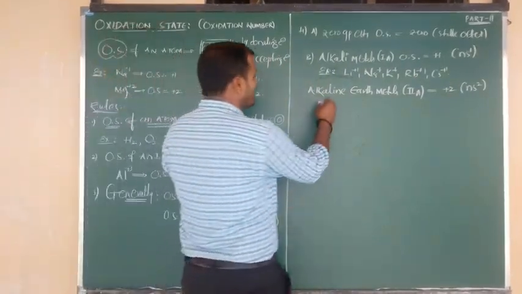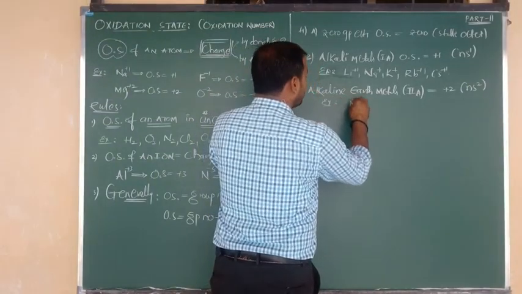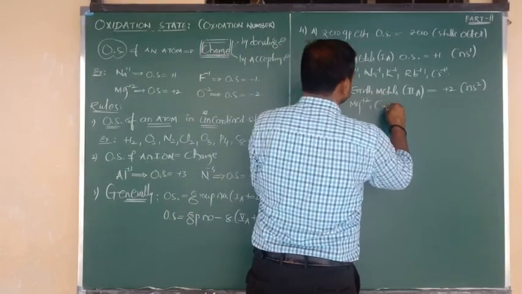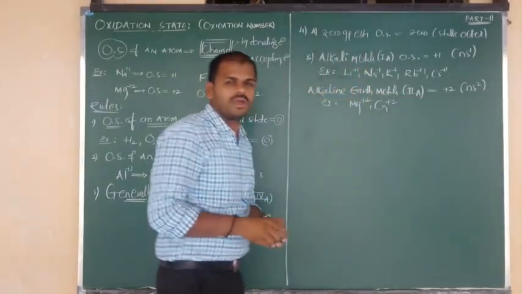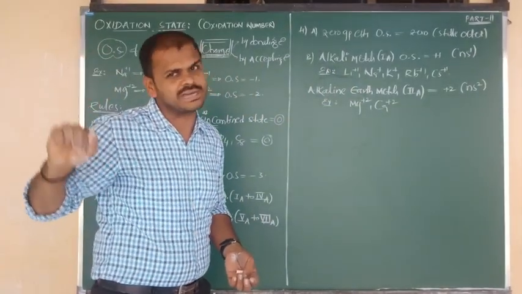So what are the 2A group elements? Beryllium, Be, contains +2. Next is magnesium, Mg, +2. Next is calcium, Ca, +2. Next is strontium, barium. All of them have +2 oxidation states.